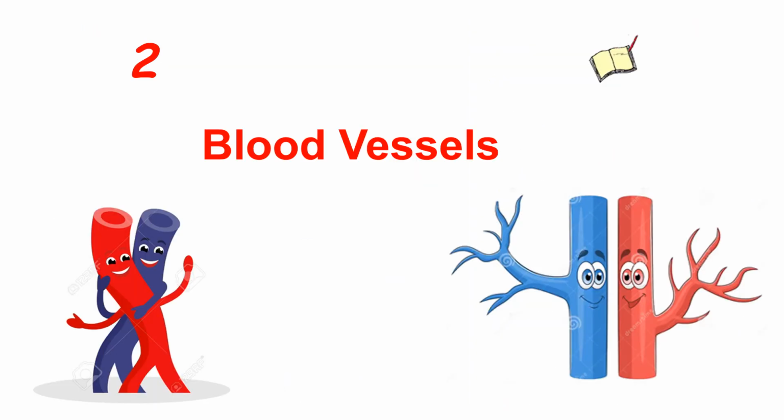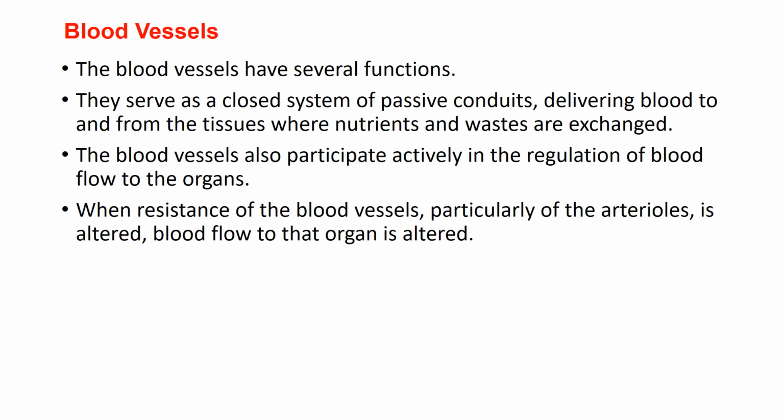Next question. Blood vessels. The blood vessels have several functions. They serve as a closed system of passive conduits, delivering blood to and from the tissues where nutrients and wastes are exchanged. The blood vessels also participate actively in the regulation of blood flow to the organs. When resistance of the blood vessels, particularly of the arterioles, is altered, blood flow to that organ is altered.